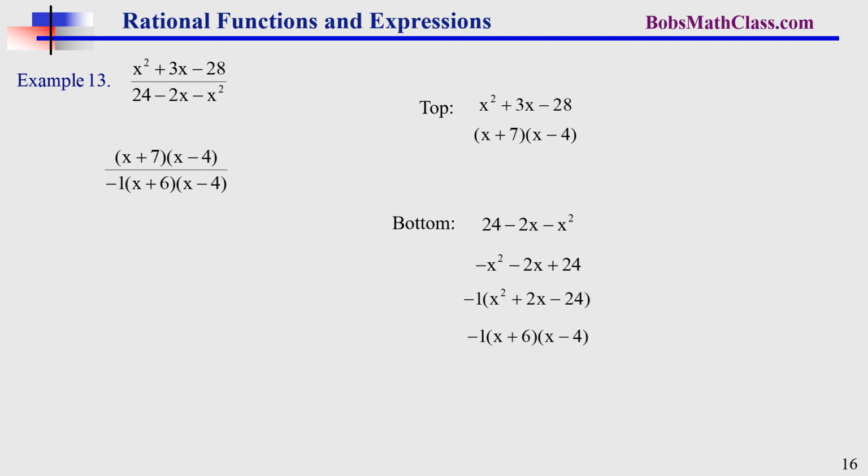Almost there. So now what can we cancel? Yeah, that's right. We can cancel out the x minus 4s. So we're left with x plus 7 over negative 1 times x plus 6. The negative sign, it's okay if you leave it there, but traditionally we put the negative right in the middle of the fraction. So negative x plus 7 over x plus 6.